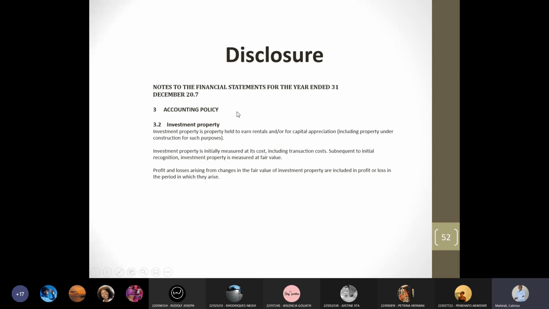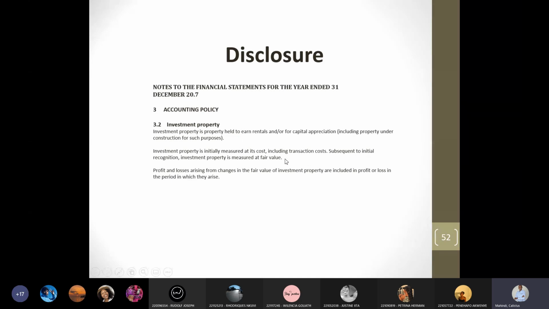So we have accounting policies, and you will have accounting policies for each of your major line items. So you'll have an accounting policy for PPE, accounting policy for investment property, etc. So let us just read through this accounting policy note. Investment property is property held to earn rentals and or for capital appreciation, including property under construction for such purposes. You may also mention where the investment property is held, like the address.